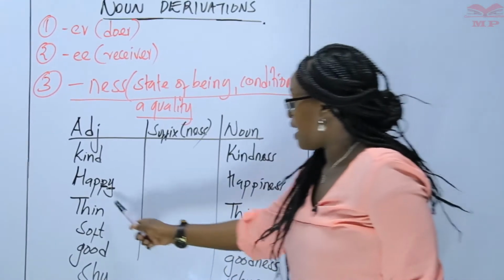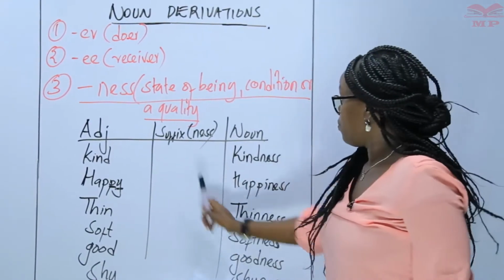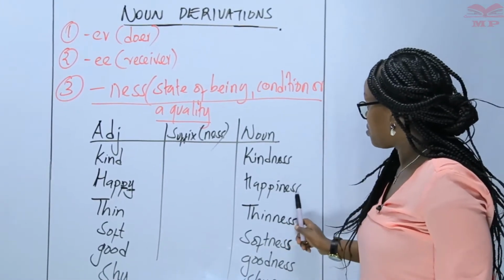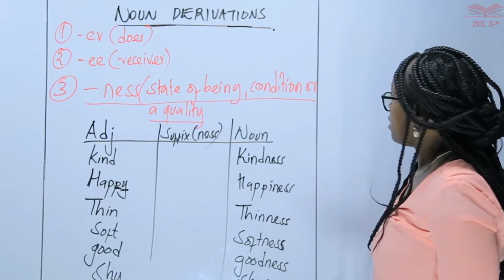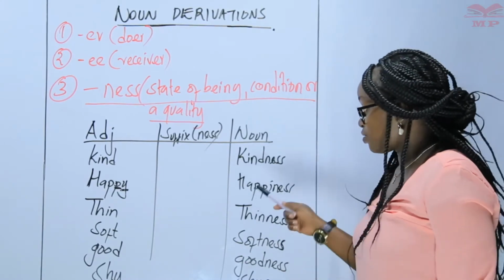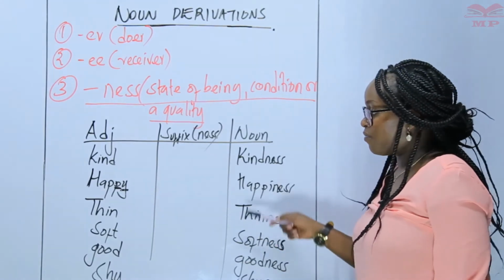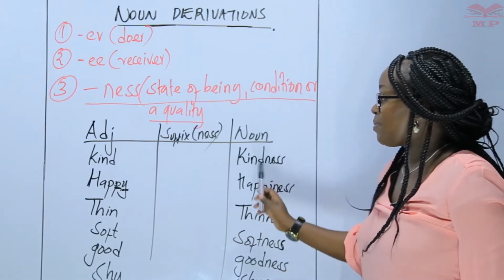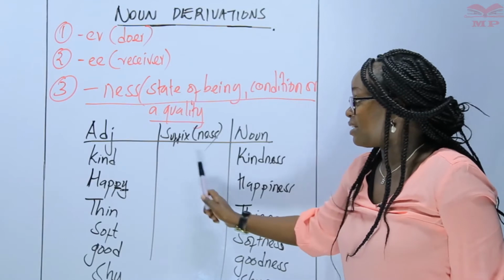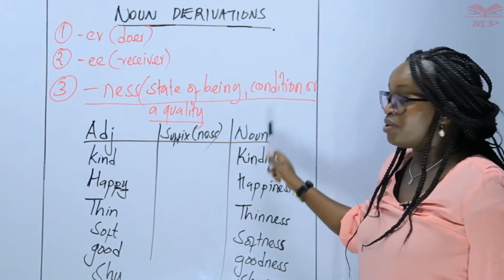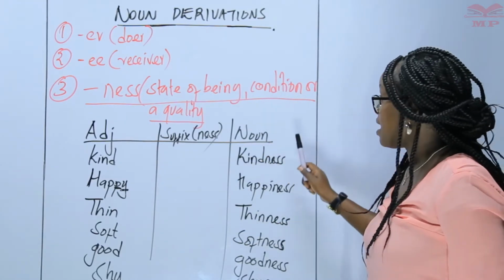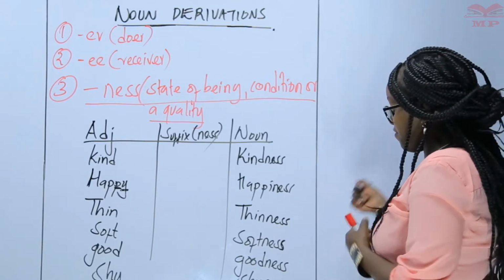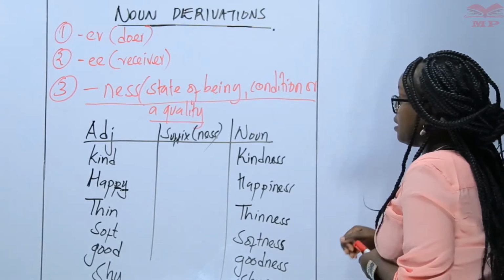So this is a state of being kind. Let's also look at happy. Happy, we add the suffix, we have happiness, meaning that this is a state of being happy. With the others, you could just do the same. All of them are just describing a state of being something. And remember, I also said that when you add this suffix, you form a noun, which is an abstract noun. We can now move on to the next suffix, which is ism.